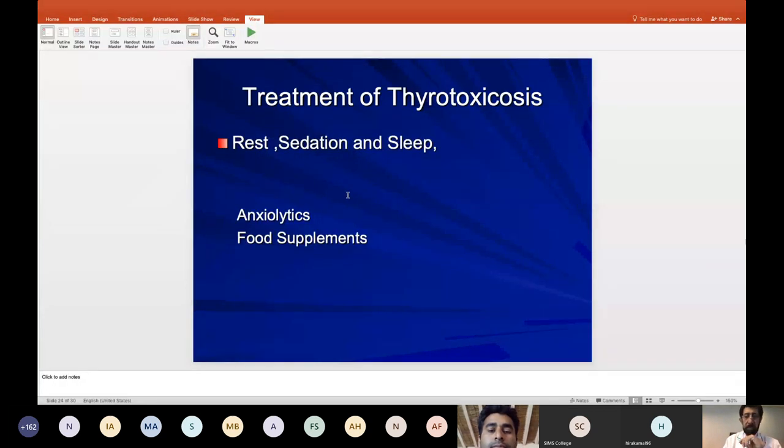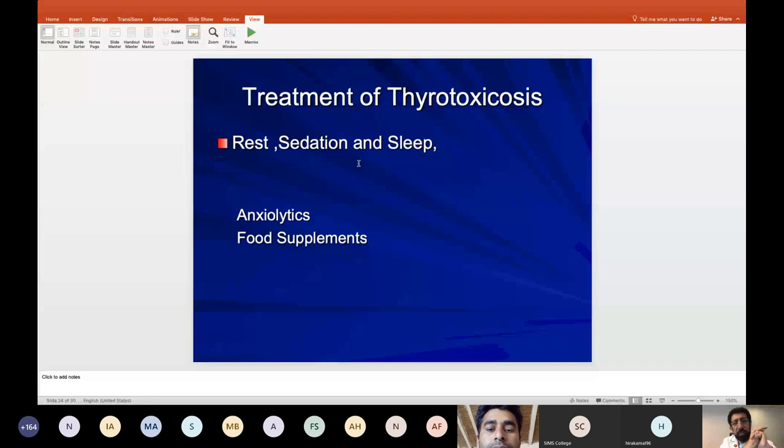You have to give carbimazole or propylthiouracil, but beta blockers are better for the symptomatic management. And obviously, you must not forget that when you are treating thyrotoxicosis, especially in women, rest, sedation, and sleep are a part of the management. You tell the patients, because in our society, women are supposed to work. They are supposed to get up early in the morning, prepare breakfast, clean the house, look after the kitchen and look after the children. So they work a lot at their home.